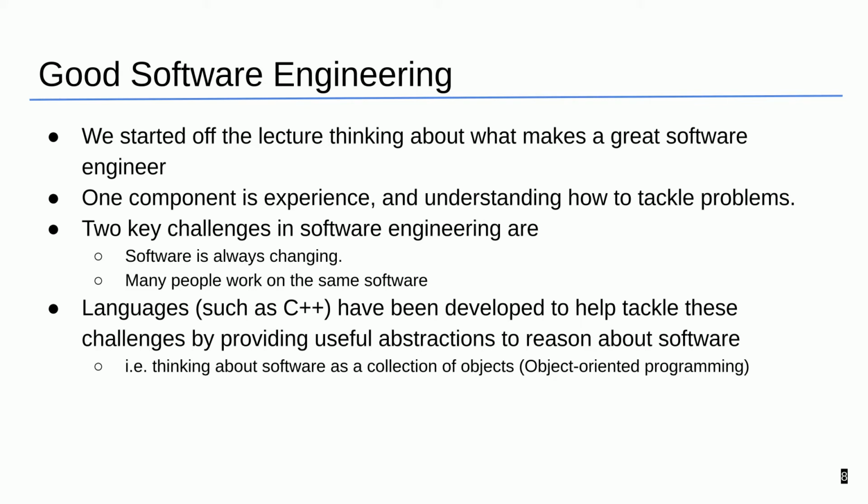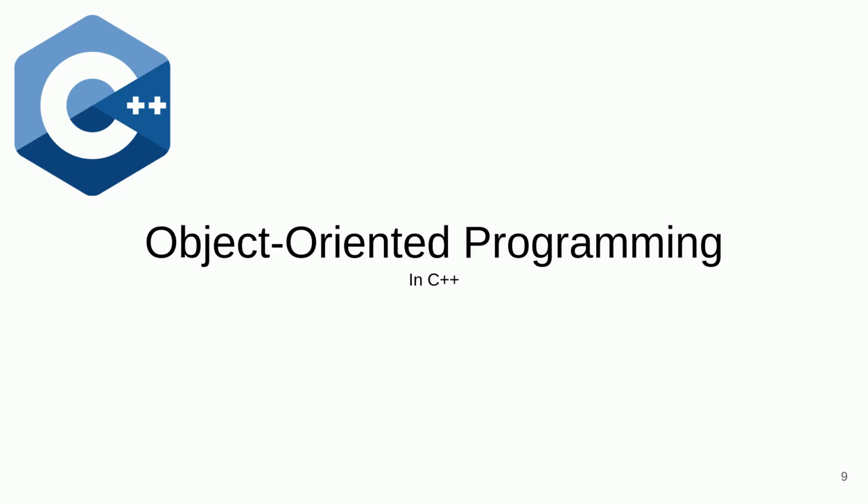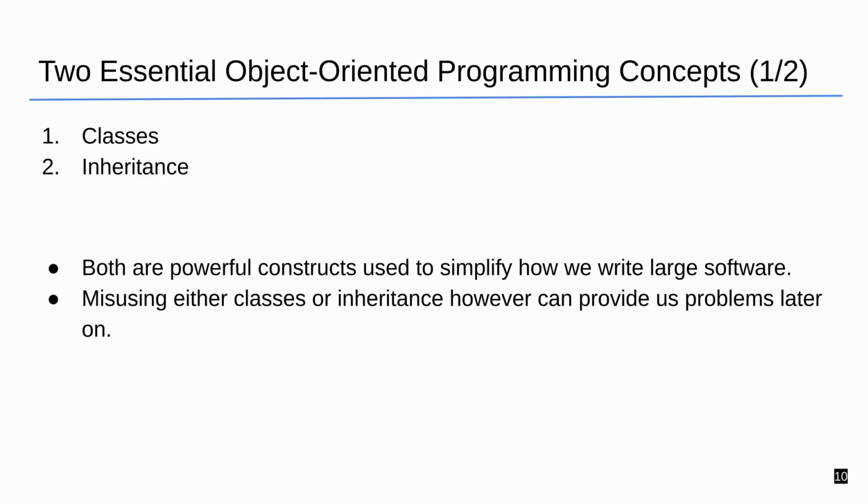Now C++ and languages similar to C++ have developed and evolved to help tackle some of these challenges, some of which are human problems, like how many people work on the software, by giving us better abstractions for both writing software and how we reason about software. So again, I'm thinking about object-oriented programming today. So a little bit on object-oriented programming, again in C++, just to really get these ideas into us, there's really two essential object-oriented programming concepts.